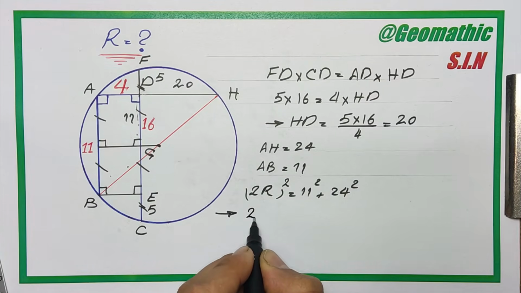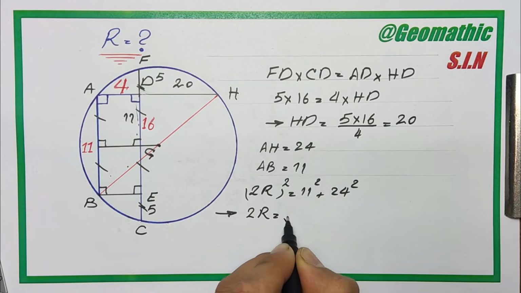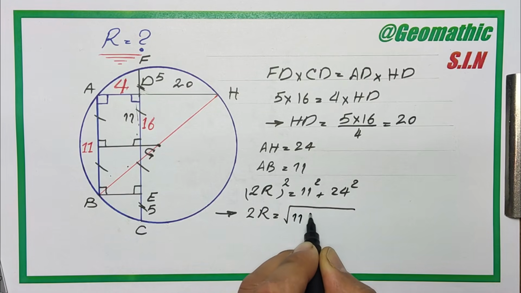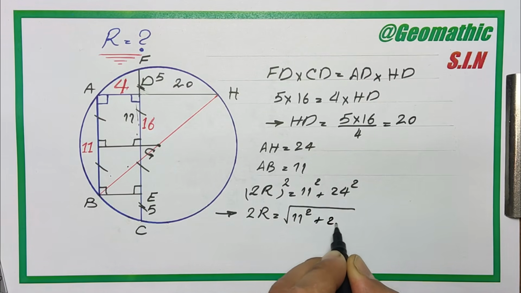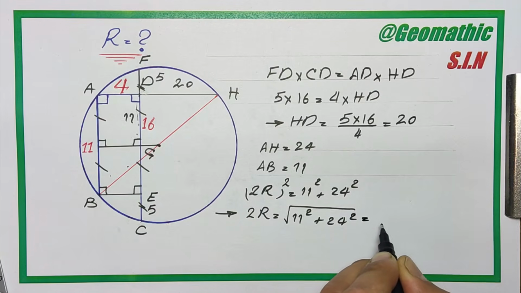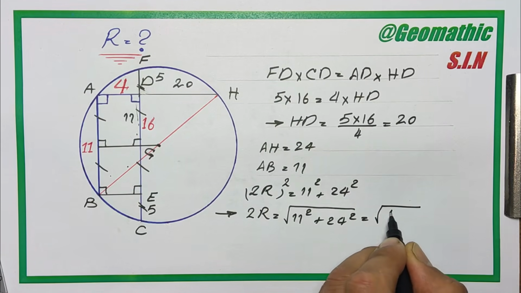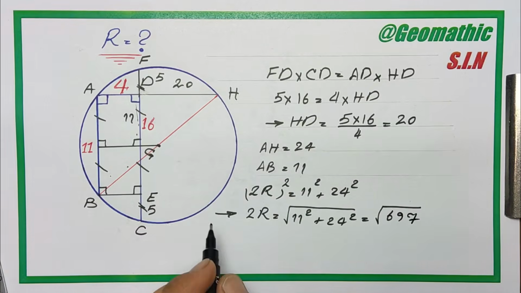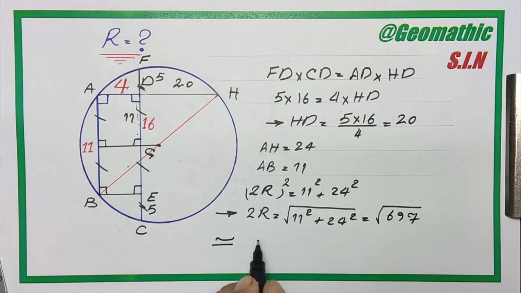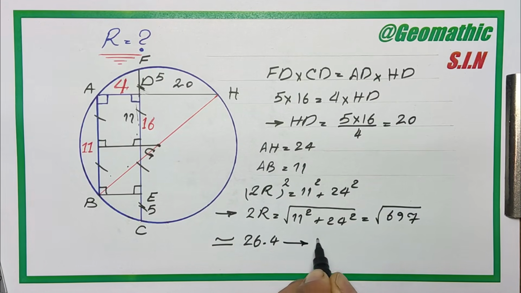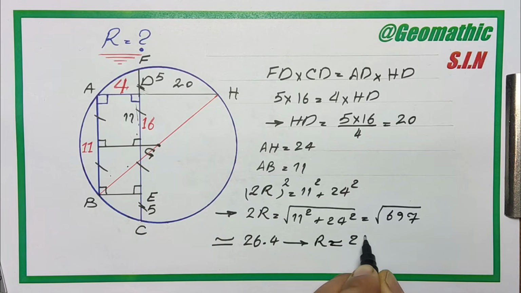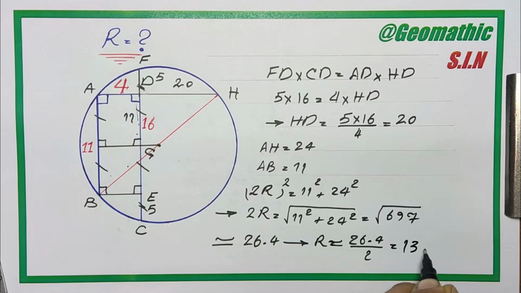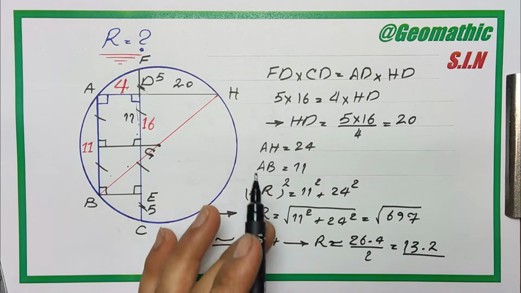Then we have 2r equals the square root of 11 squared plus 24 squared, which is equal to the square root of 697, approximately 26.4. Then the radius equals, of course, approximately 26.4 over 2, which equals 13.2.